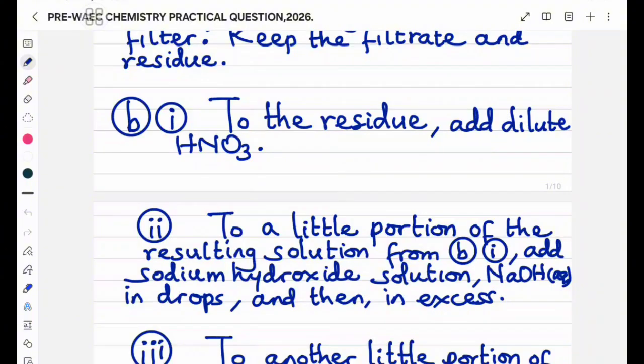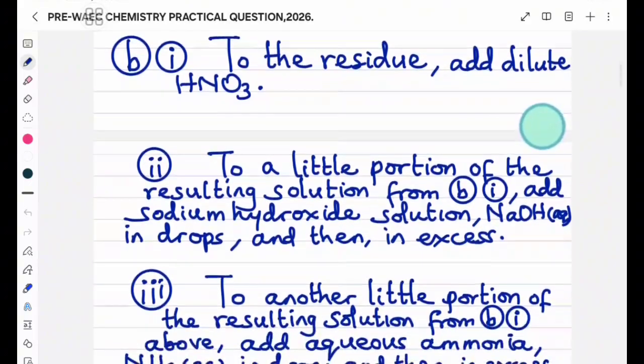Roman figure 2. To a little portion of the resulting solution from B(i), add sodium hydroxide solution, first in drops and then in excess. Don't forget that the test in B(i) is to add dilute HNO3 to the residue, and I've told you the reason why you do that.